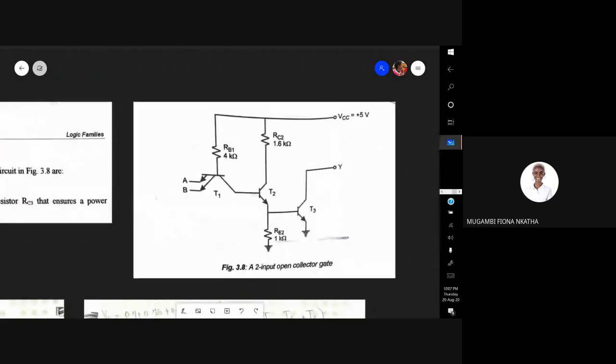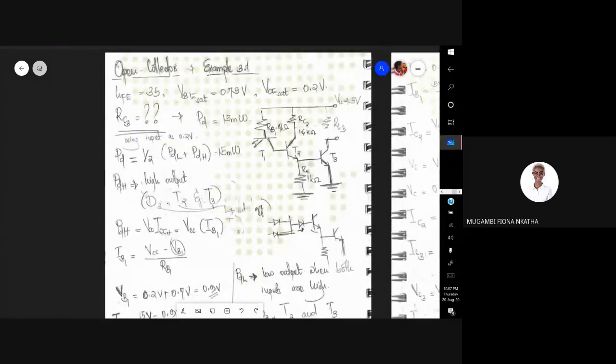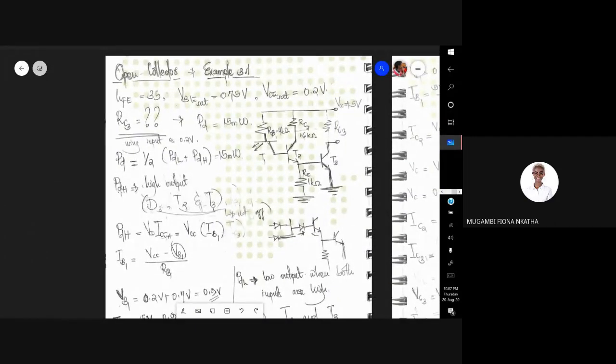Okay, so the question is, find a suitable passive pull-up resistor RC3 that ensures a power dissipation of no more than 50 milliwatts. So we're supposed to look for an RC that will ensure that power dissipation. We are told HFE is 35, VBE sat is 0.75, and VCE sat is 0.2. These are things that we know. So we need to find RC3.